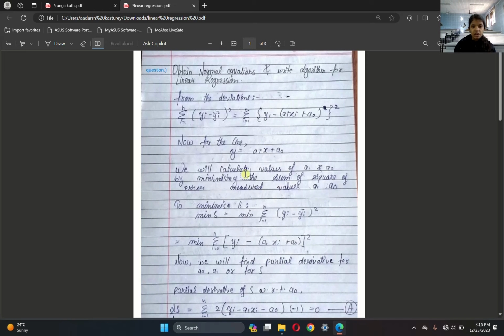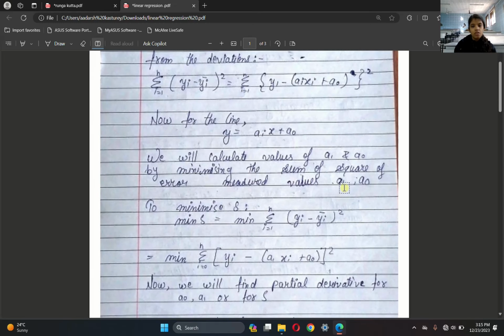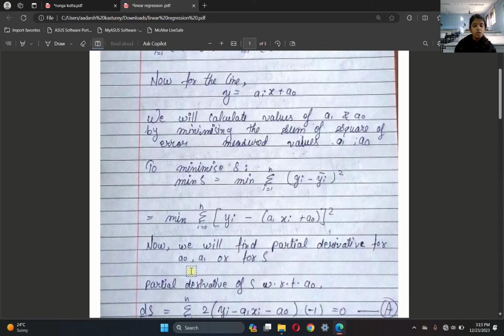Now for the line y = a1 x + a0, we will calculate the values of a1 and a0 by minimizing the sum of squares of errors, finding the values of a1 and a0 that minimize S. Min S is equal to min summation i = 1 to n of (yi minus yi dash) whole square, which is equal to minimum summation i = 1 to n of (yi minus (a1 xi plus a0)) whole square.